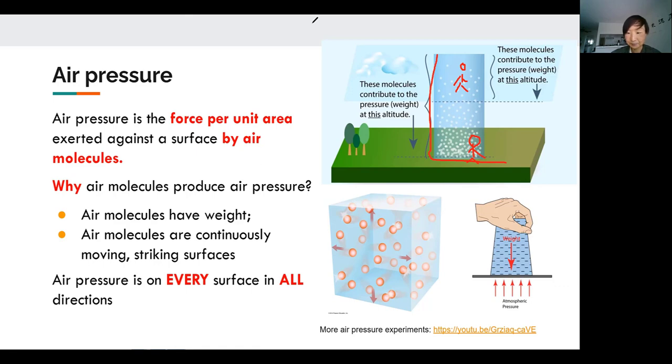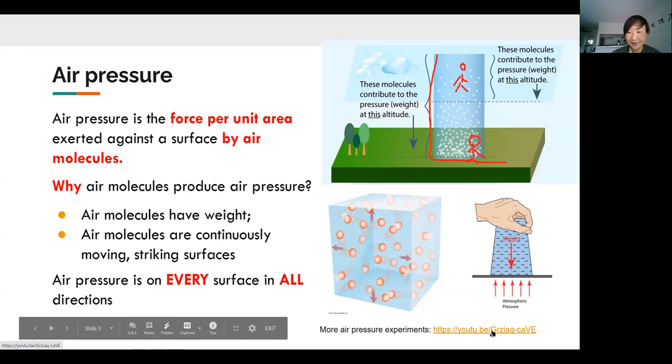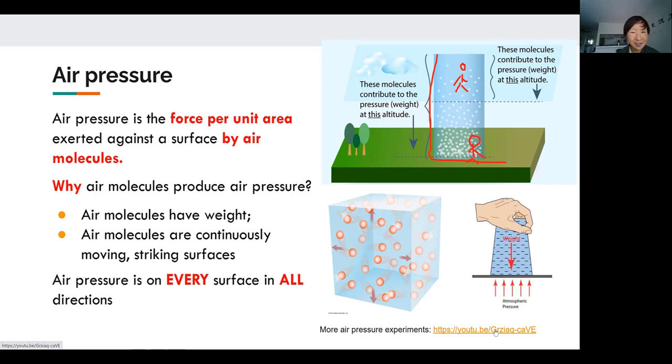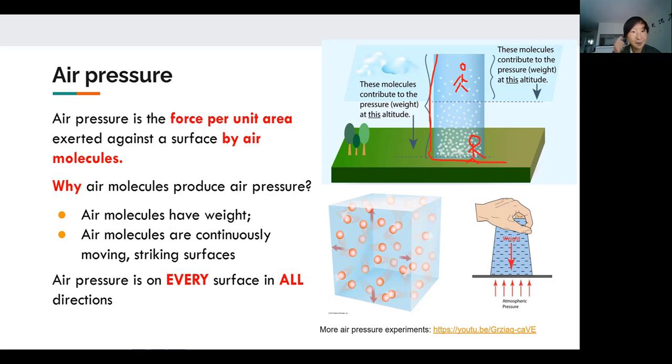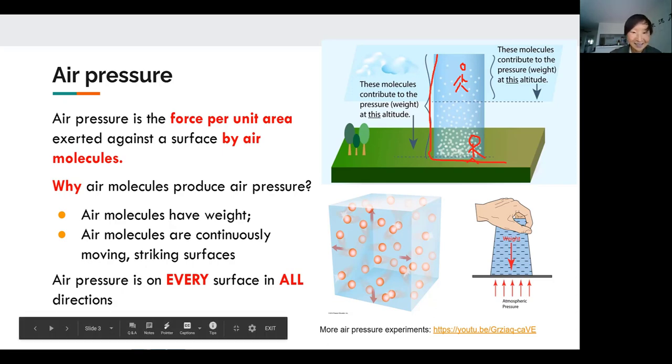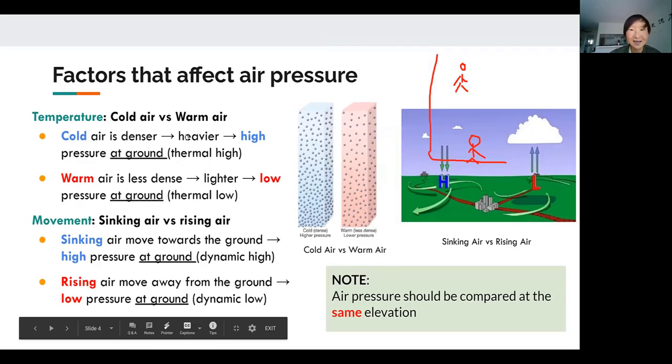So that is air pressure. Here, I also have a lot of air pressure experiments. Speaking of this inside pressure, you have the experience, right? If you go to higher mountains, you feel short of breath, because outside the air pressure is lower. You have a harder time taking those air molecules in. So that is why you need to carry an oxygen bottle. And when you go to a higher altitude, you also feel your ear pop. That's another pressure effect. All right, let's go to the next one.